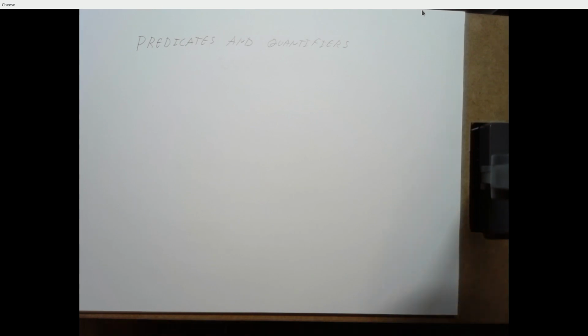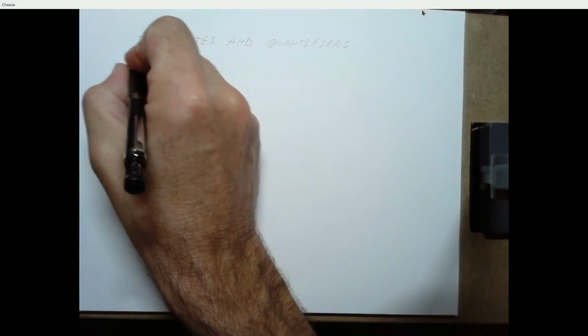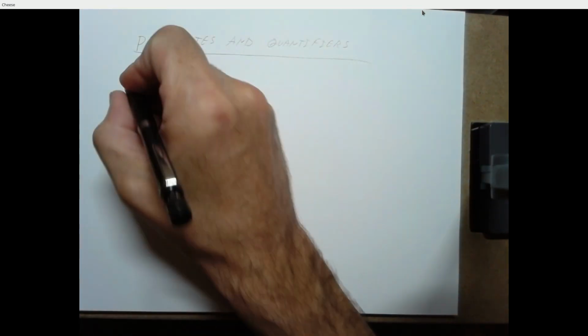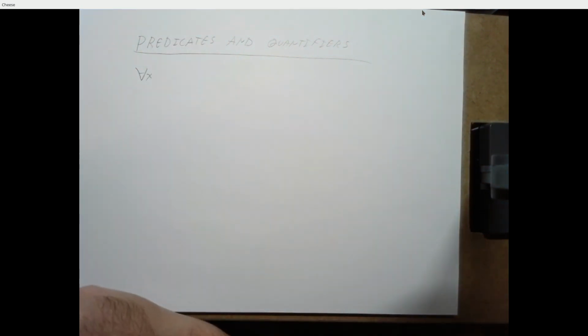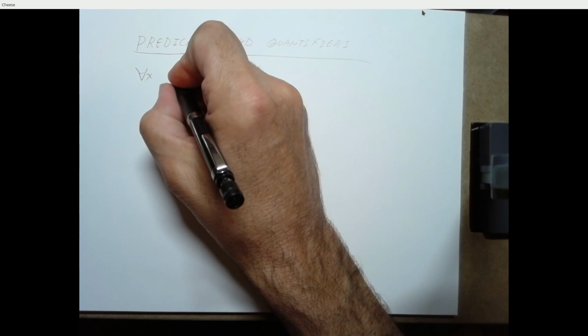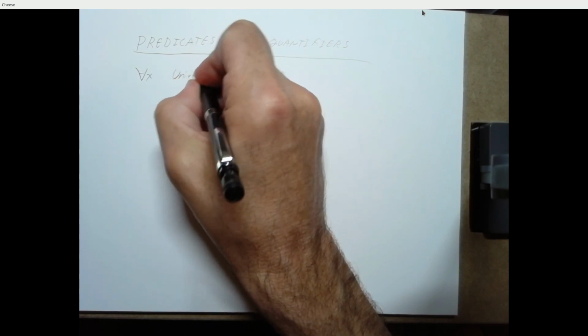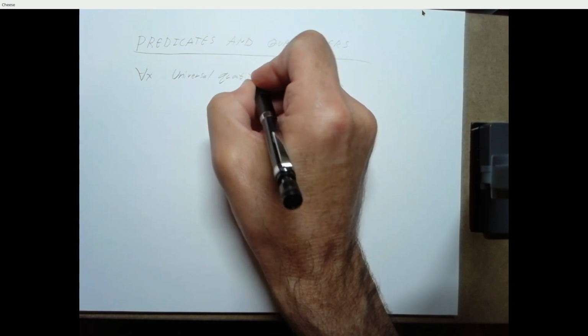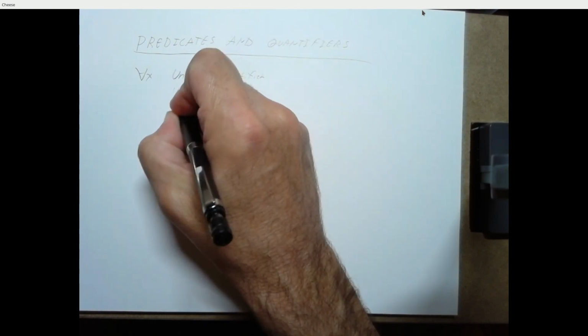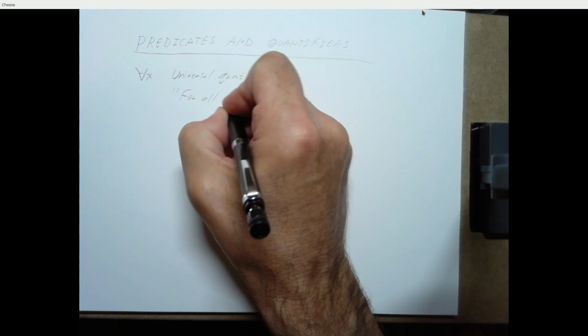All right, so our next subject is things called predicates and quantifiers. And we've sort of encountered these already, but I'm going to make them a little more formal now. So we're going to be dealing with things like this upside down A, followed by the name of a propositional variable. This is called the universal quantifier. And we can interpret it as saying for all x.